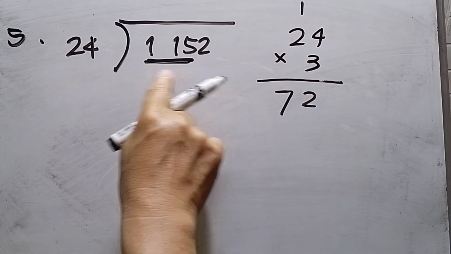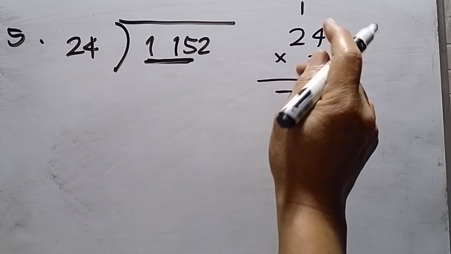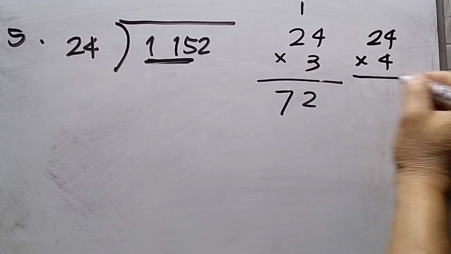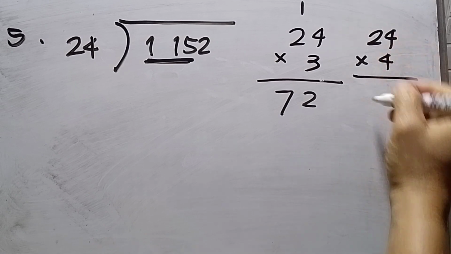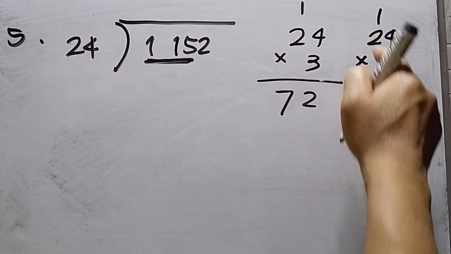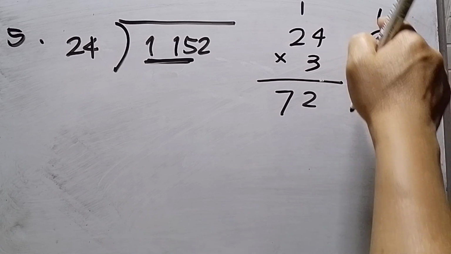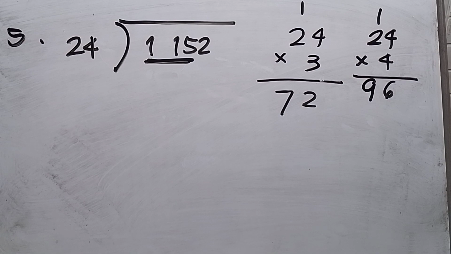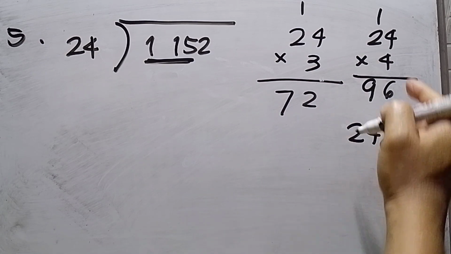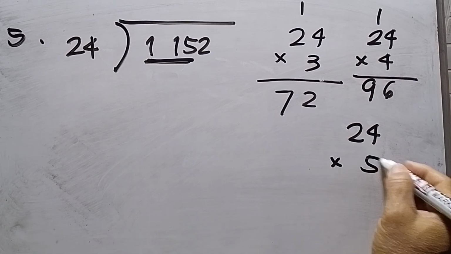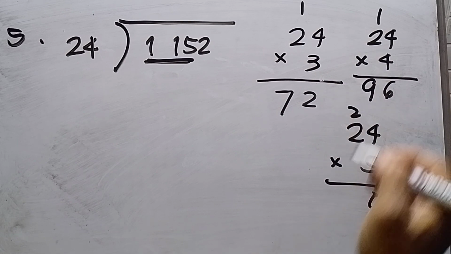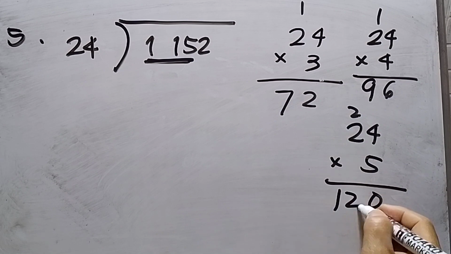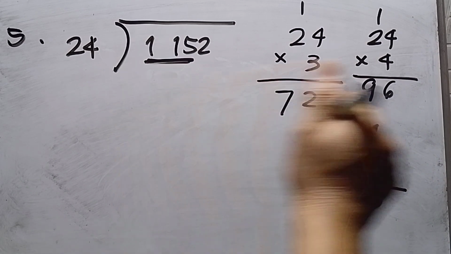72. But my dividend is 115. So I need to raise up. So this will be 24 times 4. So this will be 4 times 4 is 16. Carry 1. 2 times 4 is 8. Plus 1 is 9. So I have now 96. How about 24 if we extend to 5? This is 20. Carry 2. 2 times 5 is 10. Plus 2, that is 120. So exceed. So we will use this one.